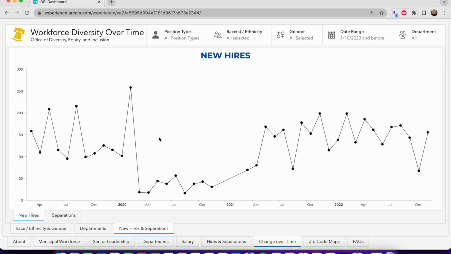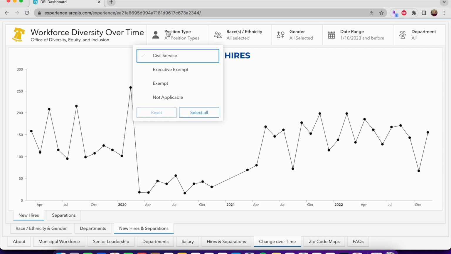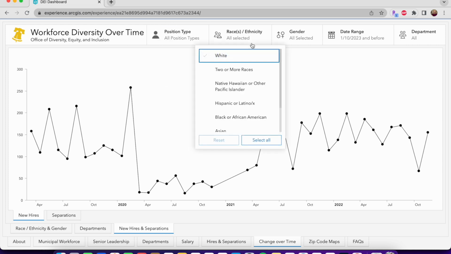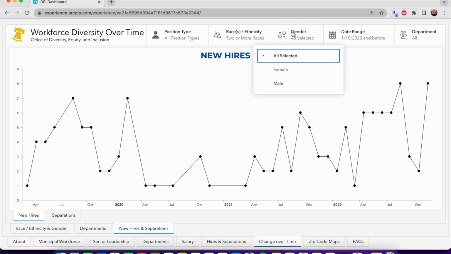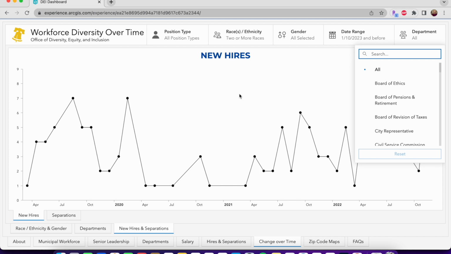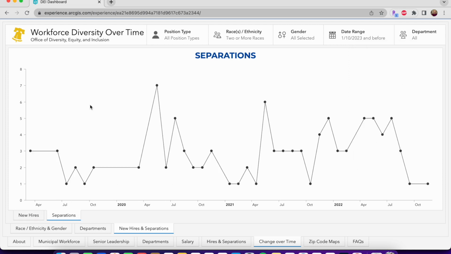And then we also have a similar new hires and separations tab where we're looking at the number of new hires over time starting back in March of 2019. You can filter this by position type, by specific race and ethnicities, gender. You can change the date range and look at different departments as well. You can do similar things on the separations tab here.